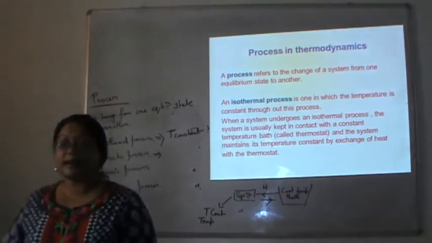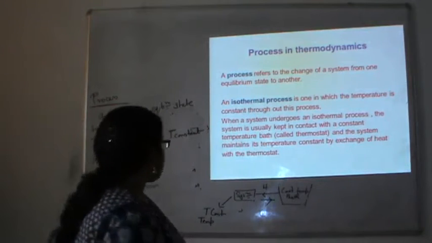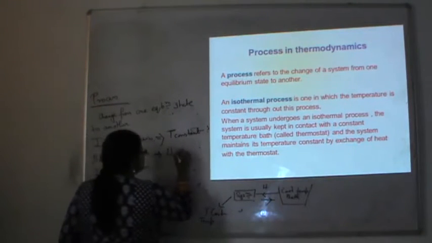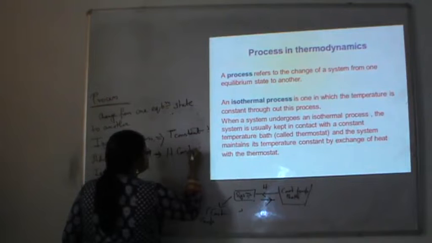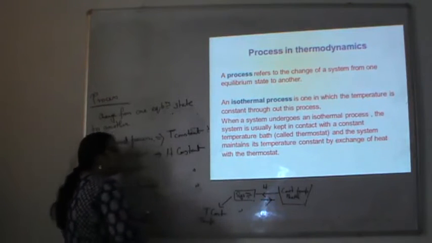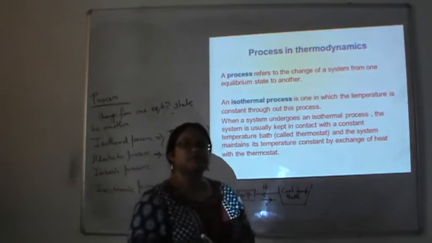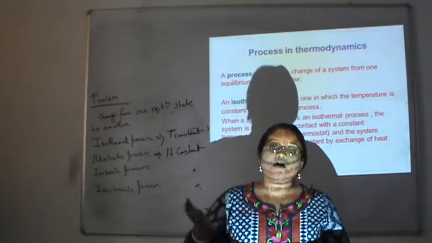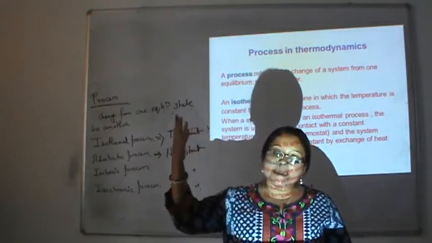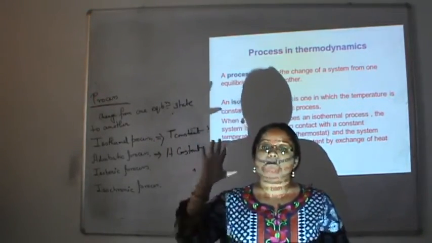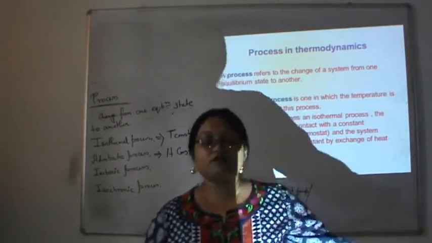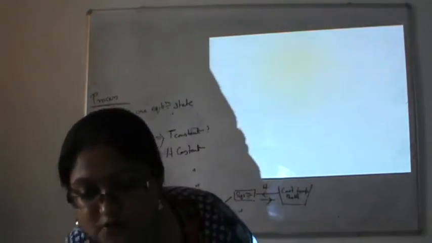Next is adiabatic process. Here, heat constant means no heat exchange is possible. Temperature of the system may increase or decrease, but heat change is impossible for this process.